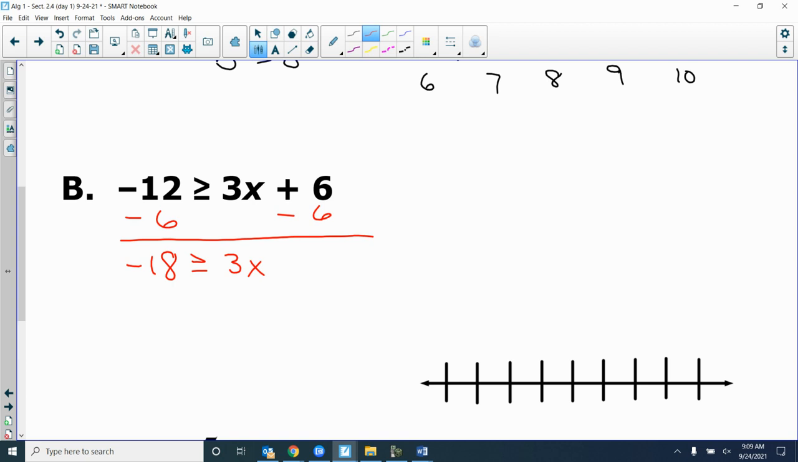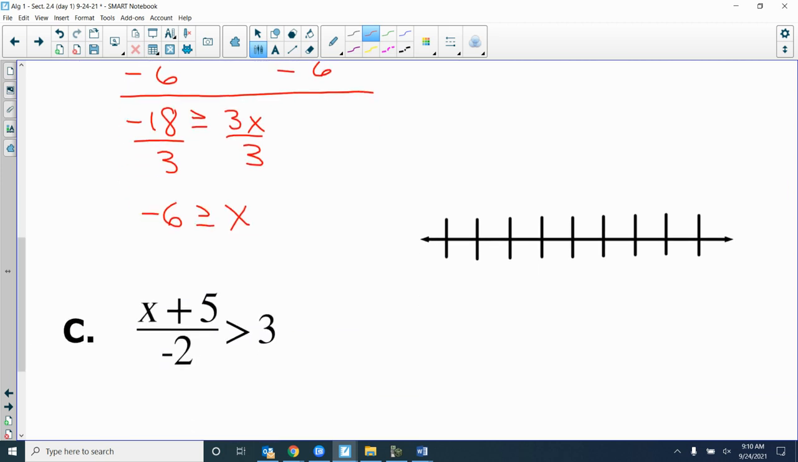Now, Alex, what do I do? Add 18? Why are you doing that? What are we trying to get by itself? The x. So, divide. By what? 3. Divide by 3. Good. We're trying to get that x by itself. Negative 18 divided by 3 is negative 6. Do I flip the sign? Brian? No. Because what did we divide by? Positive 3. So it's greater than or equal to x.